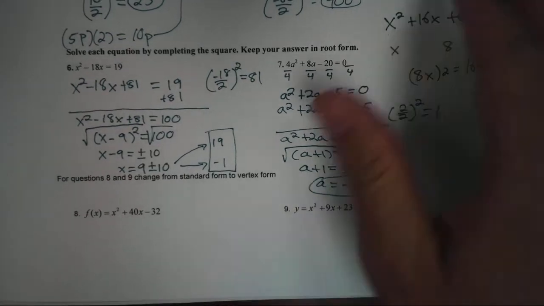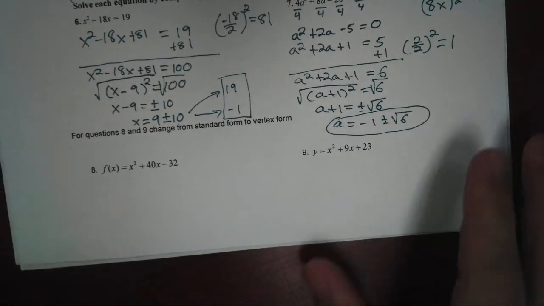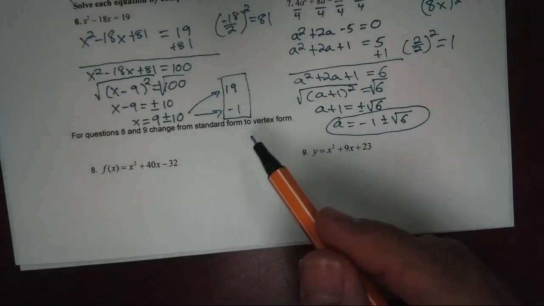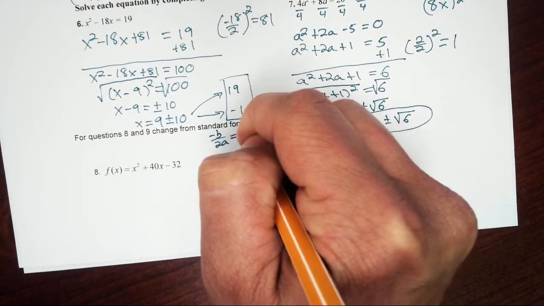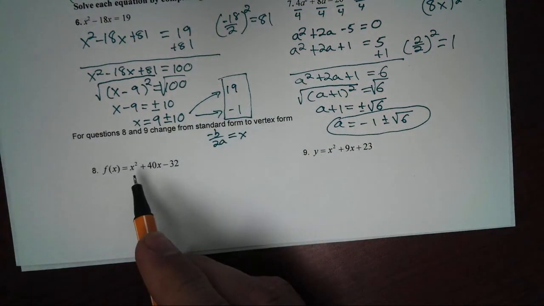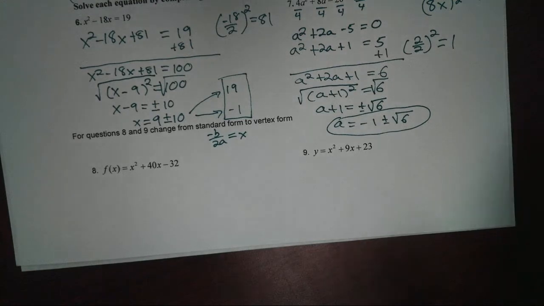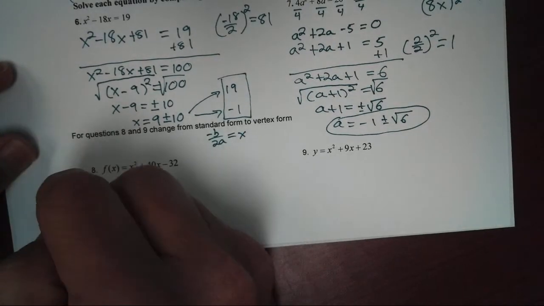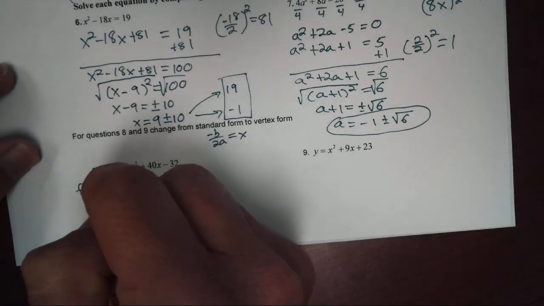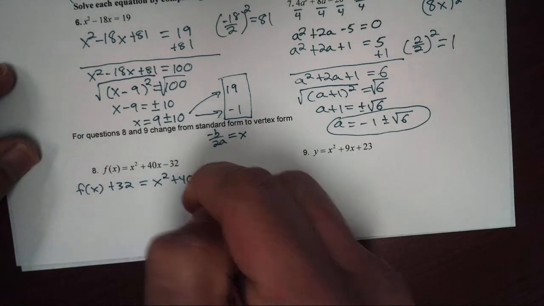Okay, for 8 and 9, we are changing from standard form to vertex form. Remember, you could do the cheat code way that we did on the state exam, where you do negative b over 2a to get your x of the vertex, plug it in, use the order of operations, and then make sure you write the vertex form the correct way. Or we're going to do this much quicker. We're going to complete the square. So that minus 32 is in our way. So this is going to be f of x plus 32 equals x squared plus 40x.